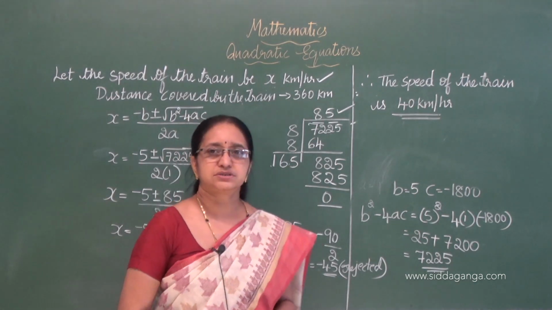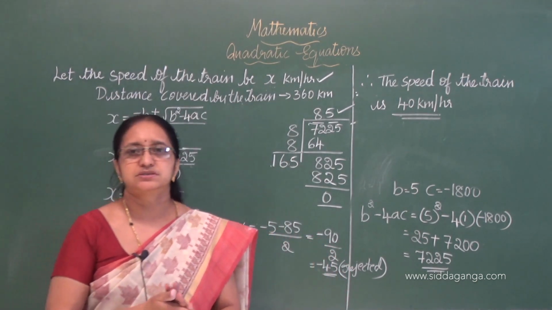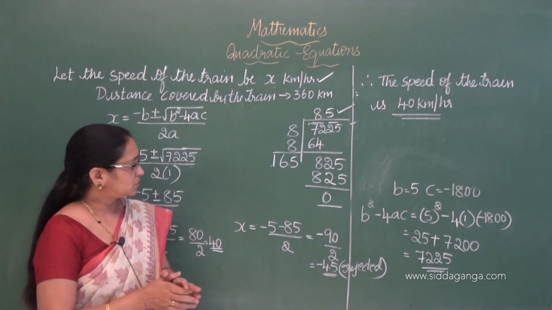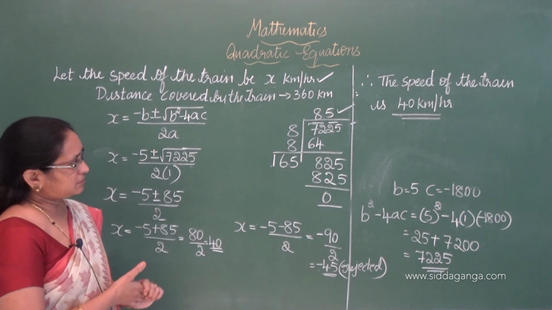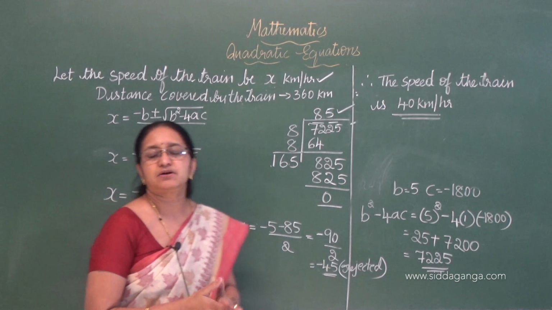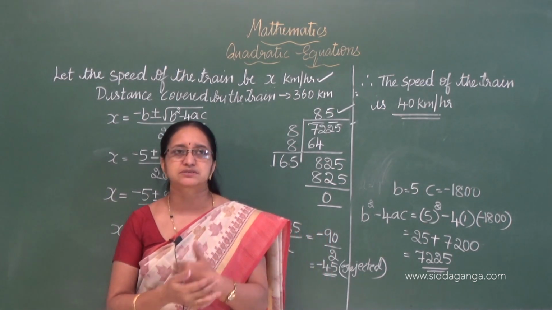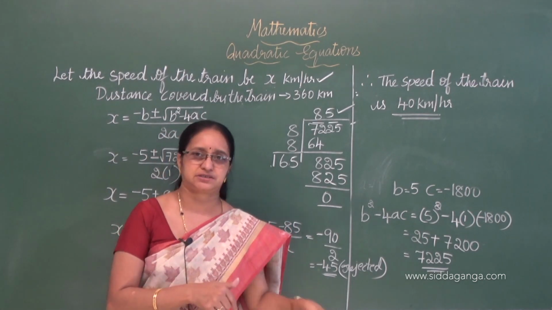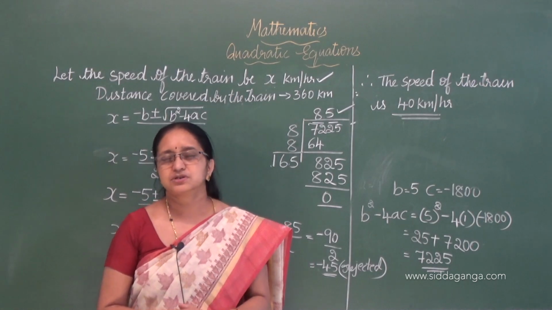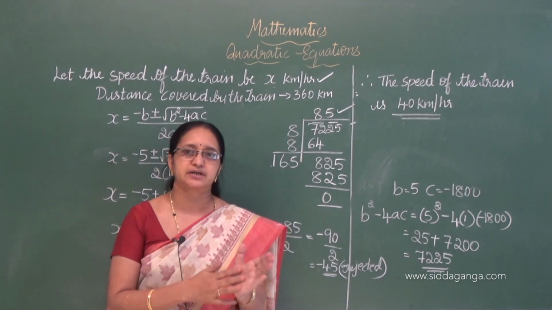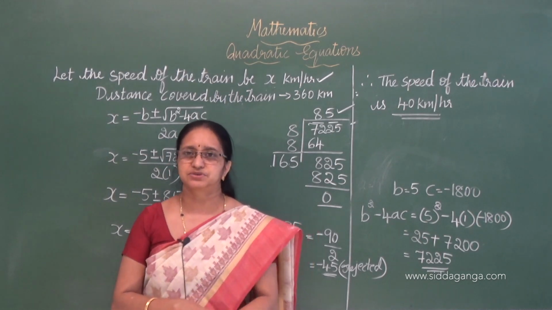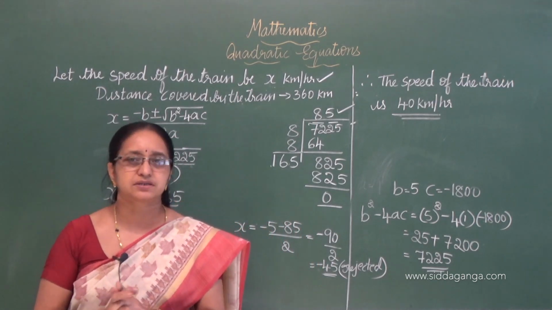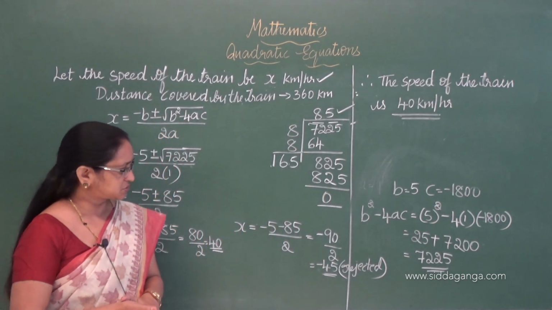So I hope you understood. It is a bit lengthy, but once you try to understand these application level questions, it will be easy. The main thing is you have to decide whether T1 is greater or T2 is greater. Sometimes the question says if the speed of the train is decreased, so there you should be very careful. See whether T1 is greater or T2 is greater and then write the quadratic equation. Before writing the quadratic equation, confirm that, then it will be correct.